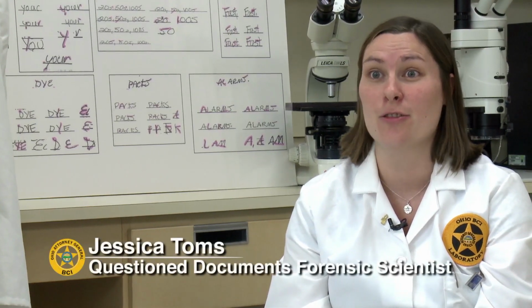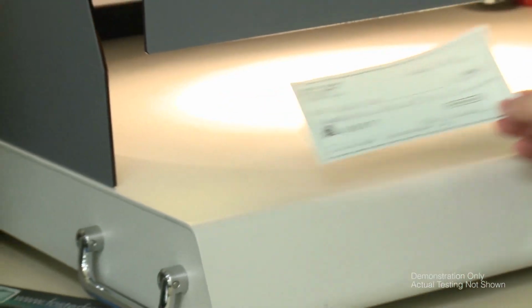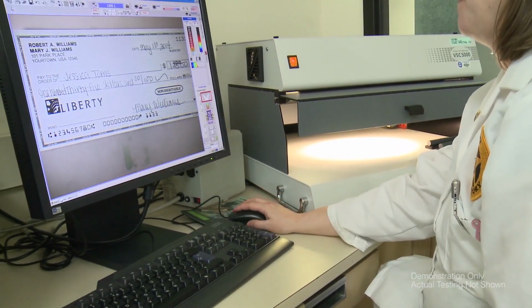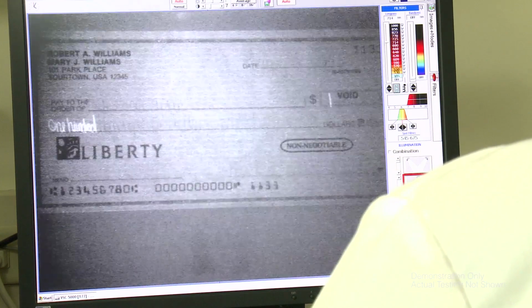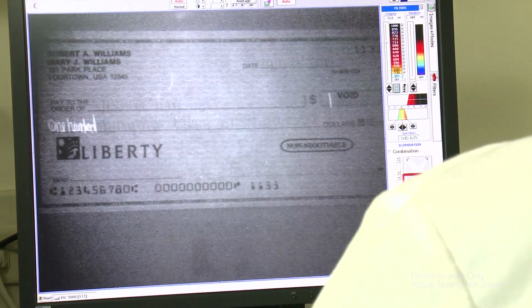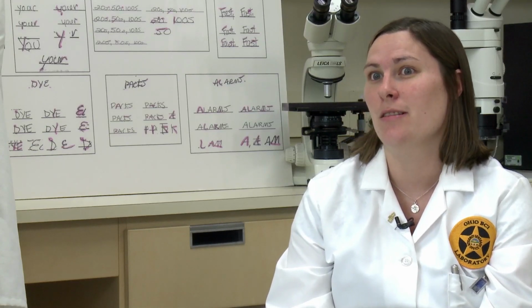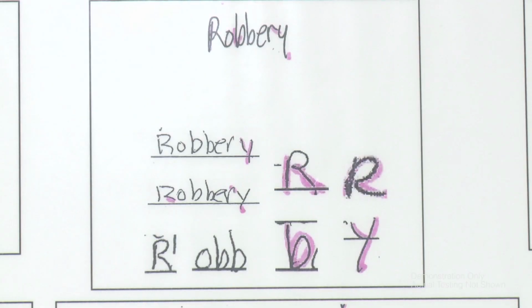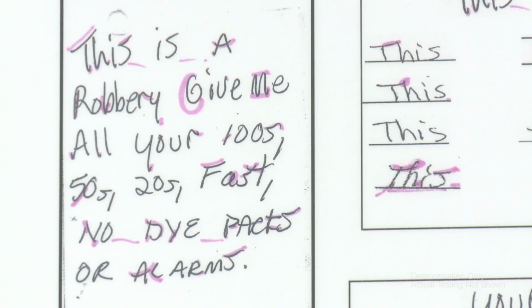Here in question documents, we examine documents for authorship and authenticity. We can get one item, we can have a case that's got 30,000 documents in it. And we not only look at checks, petitions, so voter fraud type cases, homicides, suicides, school bomb threats, bombings, anything that's written. A majority of what we do is handwriting comparison, which is a side-by-side comparison of known writing to question writing.